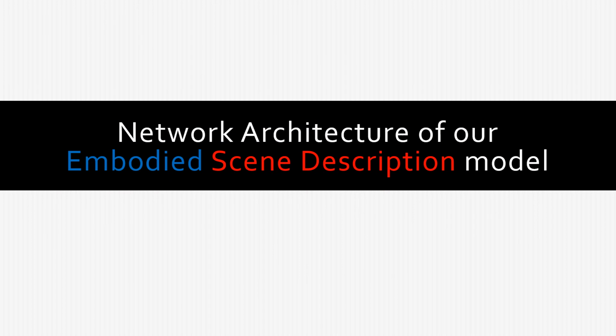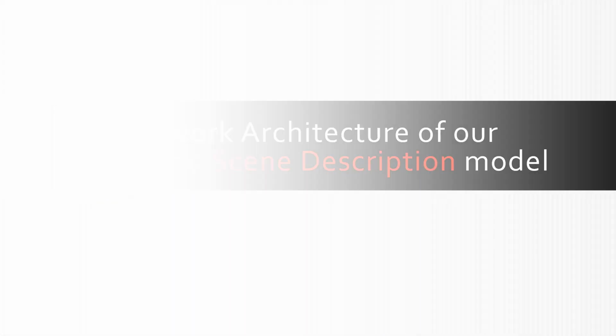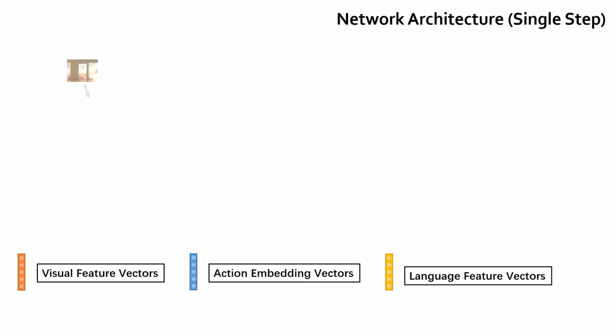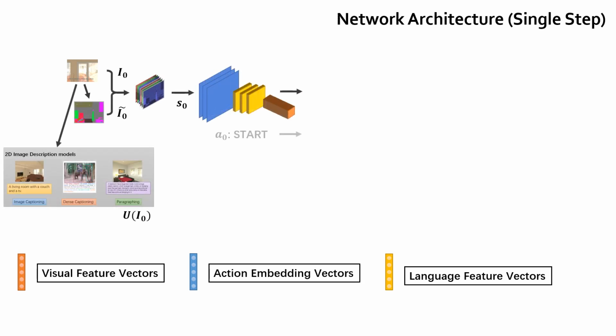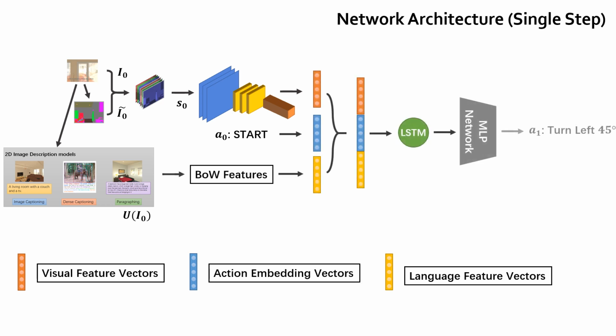Then let's move on to the network architecture of our embodied scene description model. This is a network architecture at a single time step. The action the robot would take in one step can be relevant to all its previous actions and observations. Therefore, the LSTM network is used for this sequence modeling. The output of the network is the action the robot would take for the next step. With the learned policy, the agent is expected to take as few steps as possible to approach the target scene from a random starting position.